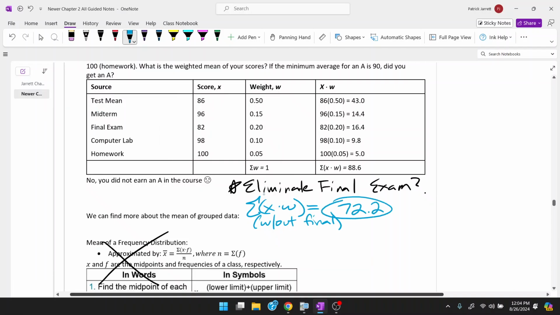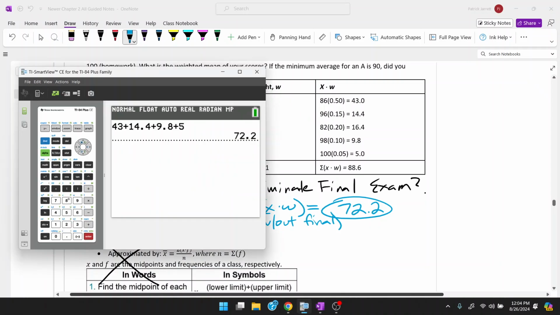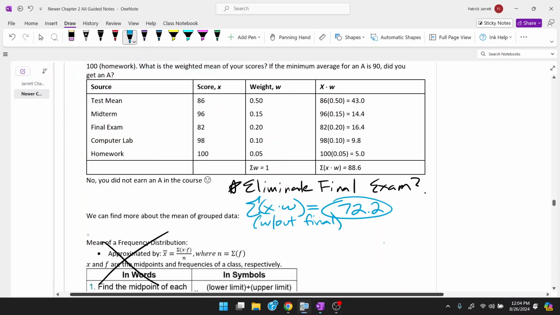Now, another way you could have done that is if you had taken 88.6 and subtracted the 14.4. Now, no, 16.4. Duh. That's a dumb moment on me. See, I can make a mistake too. Now, here's the big question. What is the total weight without the final?